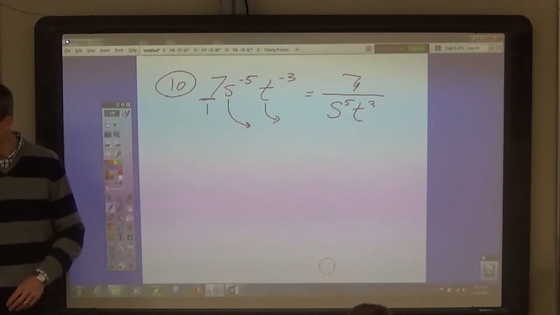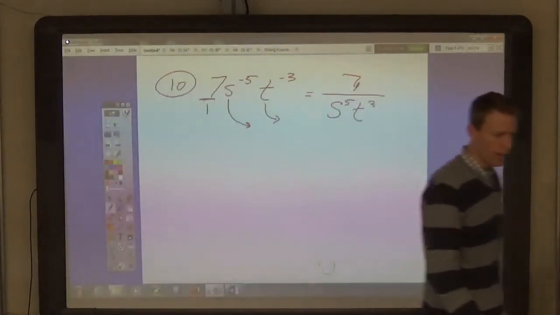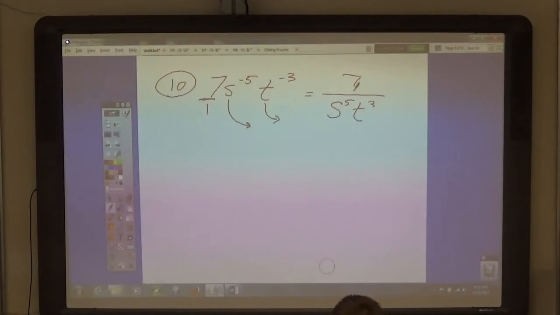Okay? So you can copy that one as well. Look for the patterns. And do the evens on the other side.